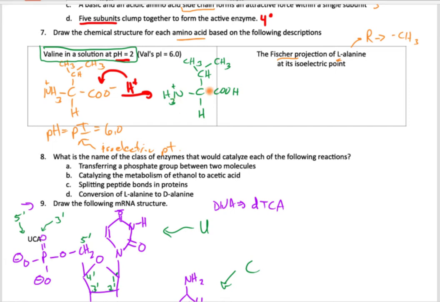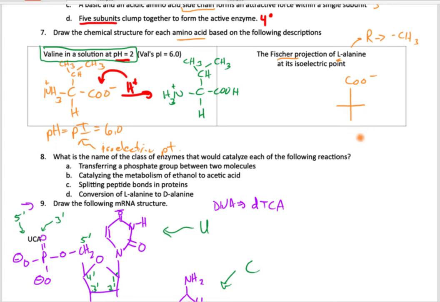Now, this is not the Fischer projection. Okay, remember what the Fischer projection is. It is essentially the longest carbon chain written vertically on the page. And for all of the amino acids, it's the carboxylate group that's going to show up top. The alpha carbon, for 19 out of the 20 amino acids, the alpha carbon is chiral. The only one that's not chiral is glycine.